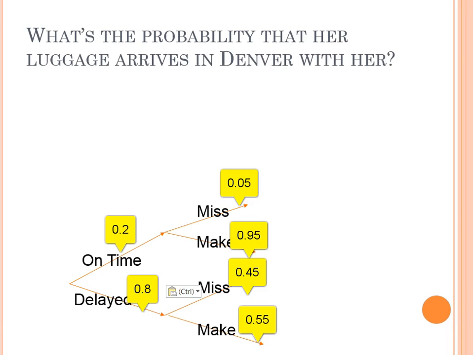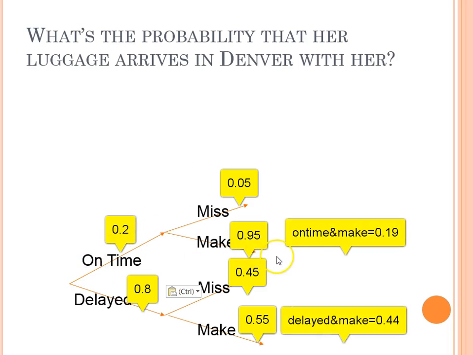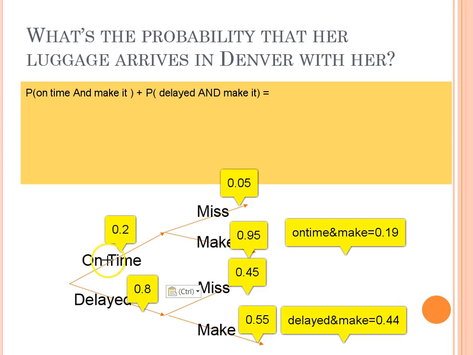There are two possible ways the luggage could arrive in Denver with her. One is that it could be on time and make it. The other is that she's delayed and the luggage could still make it. And so we're just going to add up those two probabilities. Now we can add these two probabilities because they're clearly disjoint. Being on time is clearly disjoint from being delayed. They can't occur at the same time.